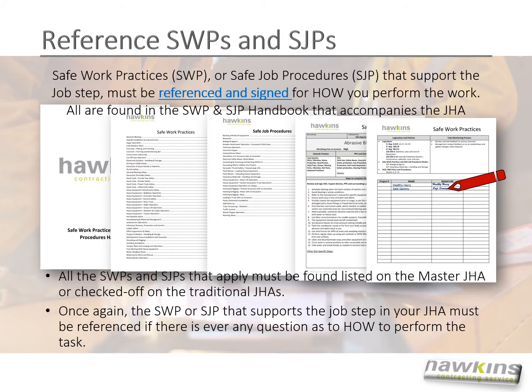For every job step on a JHA, there is a safe work practice or safe job procedure that supports that job step, and it must be referenced and signed for how you perform the work. All of them are found in the SWP and SJP handbook that accompanies the JHA. All the safe work practices and safe job procedures that apply must be found listed on the master JHA or checked off on the traditional JHAs. Once again, the safe work practice or safe job procedure that supports the job step in your JHA must be referenced if there is ever any question as to how to perform the task.